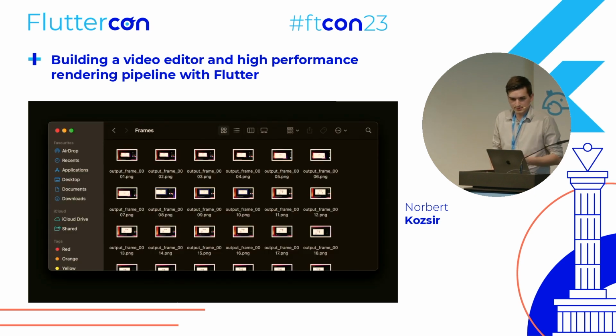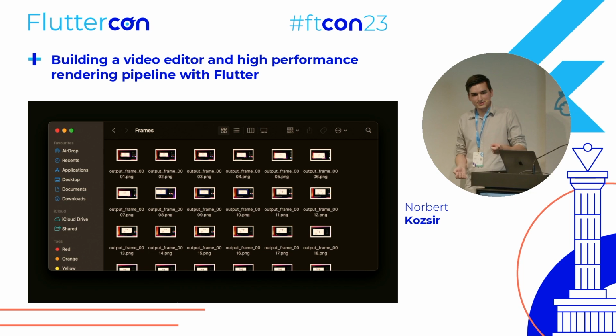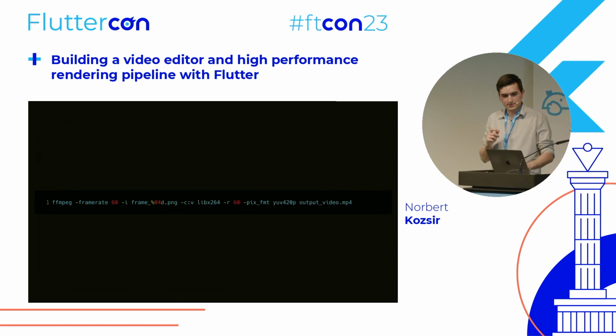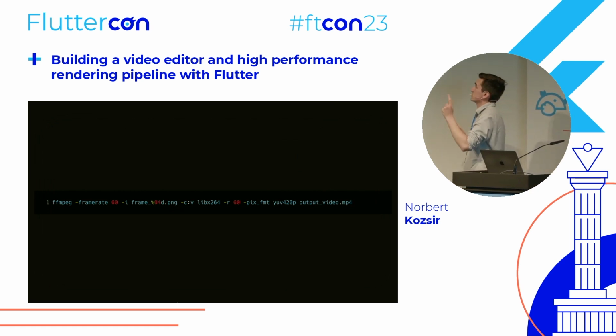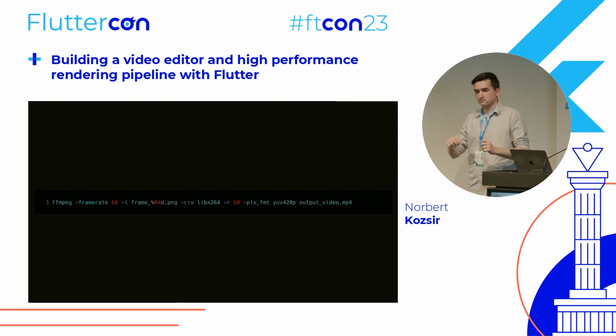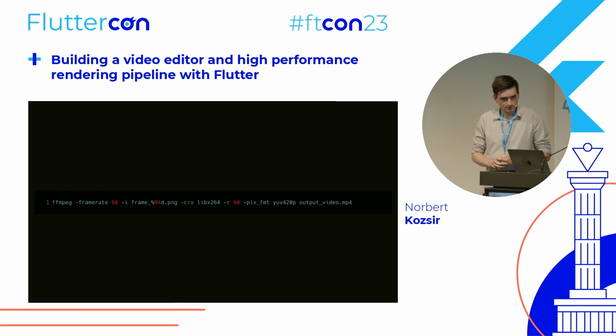And the result of this is like this. We have a folder full of images. They're all PNGs. And this is great. We can use ffmpeg, for example, and just use this command, give it the folder, and it takes all the frames, puts them together, and we get a video out. We can choose our encoder, we can do all sorts of fun things.